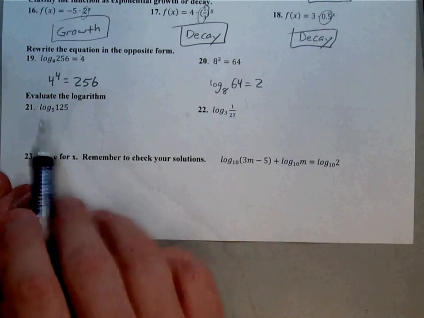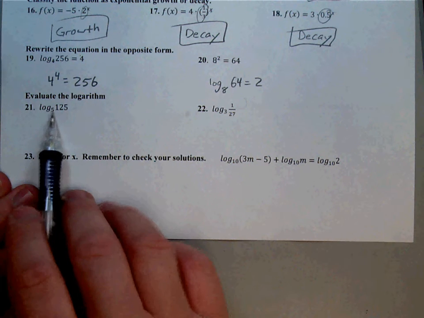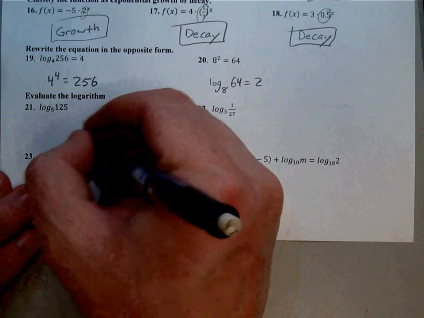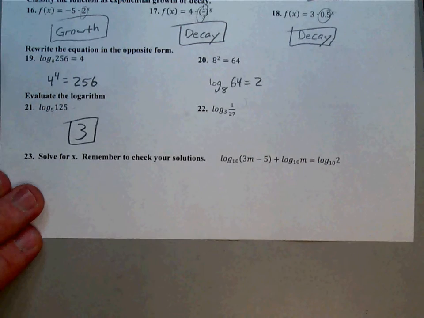Number 21, evaluate. Log base 5 of 125. We don't need a calculator for this. 5 to some power is 125. It is the power of 3. 5 to the third is 125.